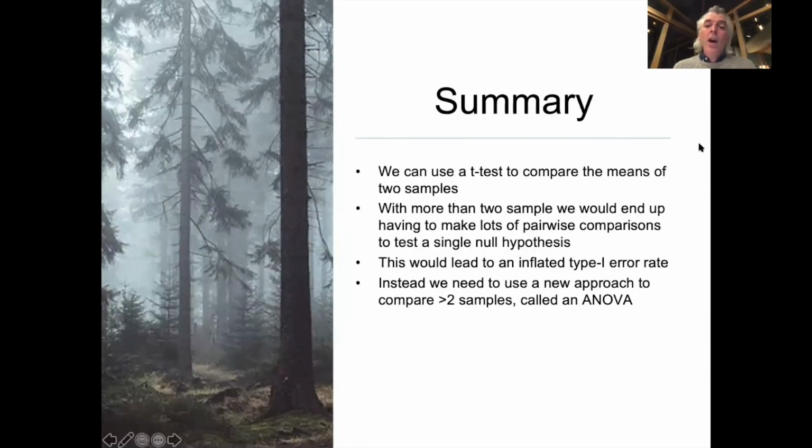So in summary then, although we can use a t-test to compare the means of two samples, when we have more than two samples, we need to use a new approach called an ANOVA. Because if we were to use our two-sample t-test to compare each of the possible pairwise combinations of those multiple groups, we would end up inflating our type 1 error rate, or the risk of falsely claiming an effect when an effect didn't in fact occur. So this is why we need this new approach called an ANOVA rather than performing a series of t-tests to make comparisons across more than two groups.